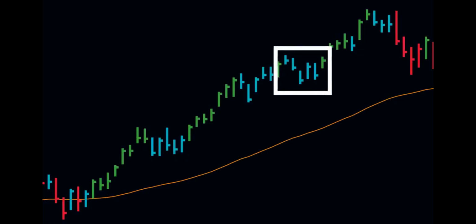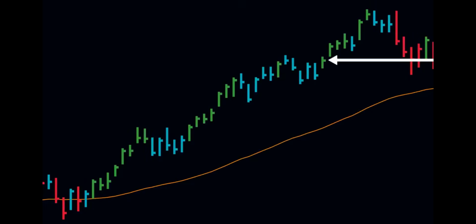For the third time, we again witnessed the formation of these 5 blue bars. On the 6th bar, we have a high closing green bar. So we enter here. We exit on the occurrence of this blue bar for a profit.